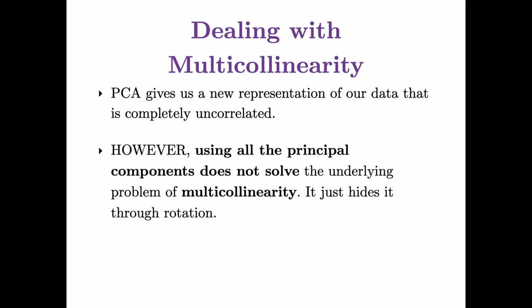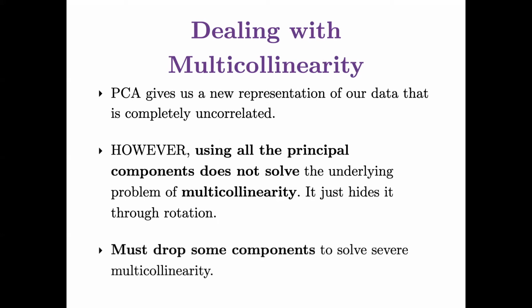The problem was, in another set of words, that you had a nearly zero eigenvalue. You haven't solved that problem by writing your data in a basis of principal components. Your eigenvalues have not changed. It's actually a theorem. Orthogonal rotation does not change your eigenvalues. So if you had one near zero, meaning you had a problem with multicollinearity, you still do now. So you have to drop some components to solve severe multicollinearity.